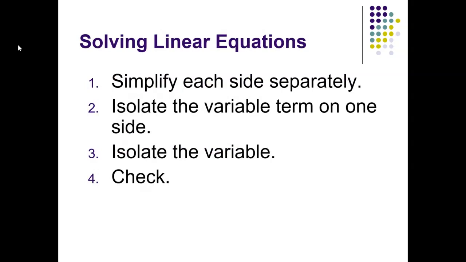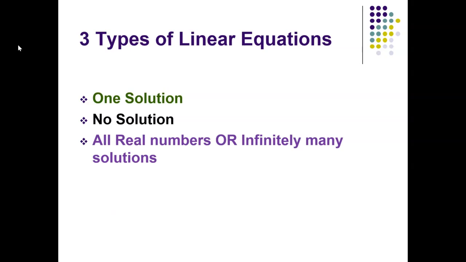We will follow these 4 rules to solve these linear equations. First, simplify each side separately, combining the like terms. Isolate the variable term on one side, then isolate the variable, and you can check the final answer if you want in the original equation. We will be taking 3 different types of linear equations here: the equations which have exactly one solution, no solution, and all real numbers, or infinitely many solutions.